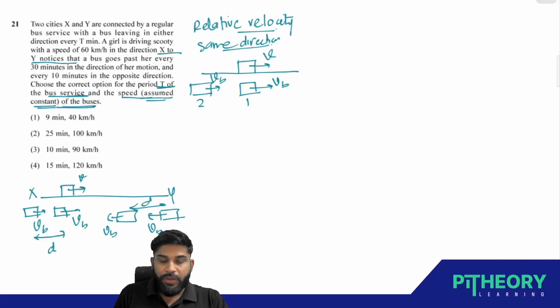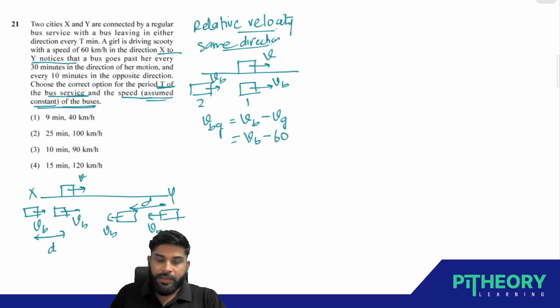So at this point, if I apply relative velocity and find the velocity of the bus with respect to the girl, what will that be? Velocity of bus minus velocity of girl. So this will be equal to VB minus 60. And we know the separation between these two buses is D only, right? So we can relate this distance with the time, correct?